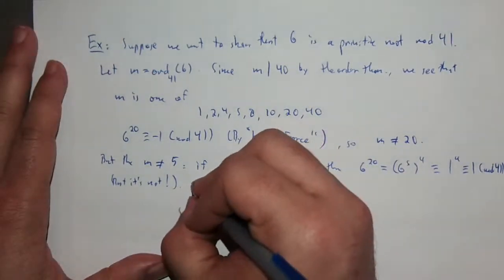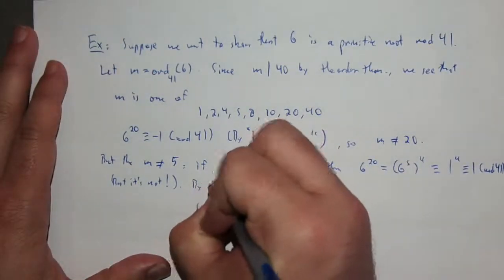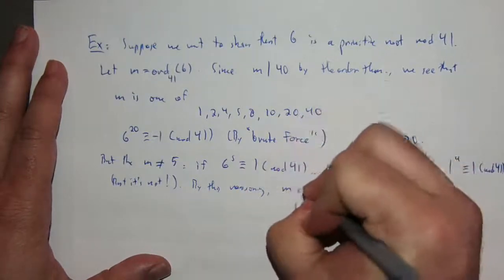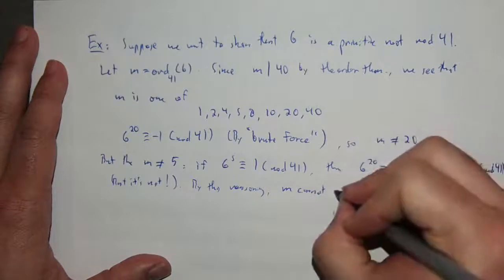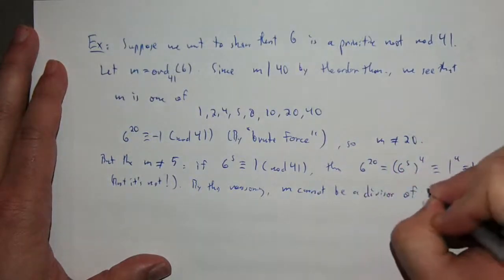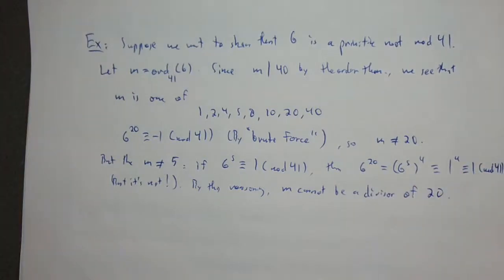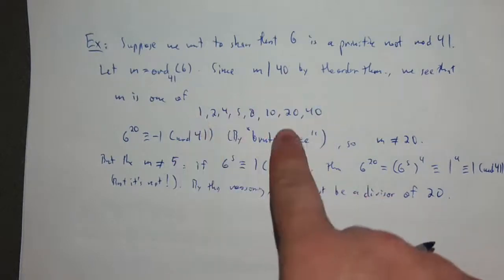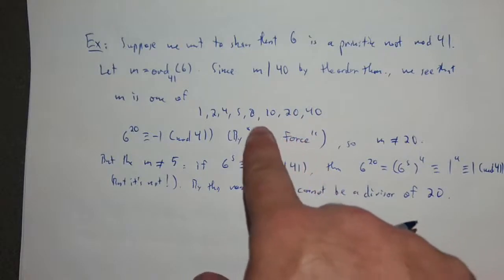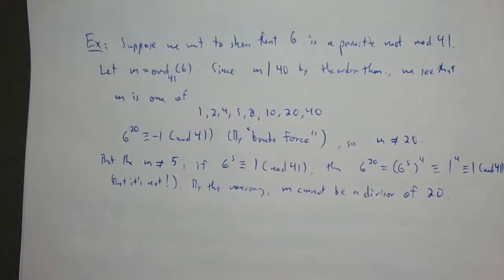So, by this reasoning, M cannot be a divisor of 20. So looking at this list, it can't be 20, and it can't be a divisor of 20. So the only things left are 8 and 40, right?